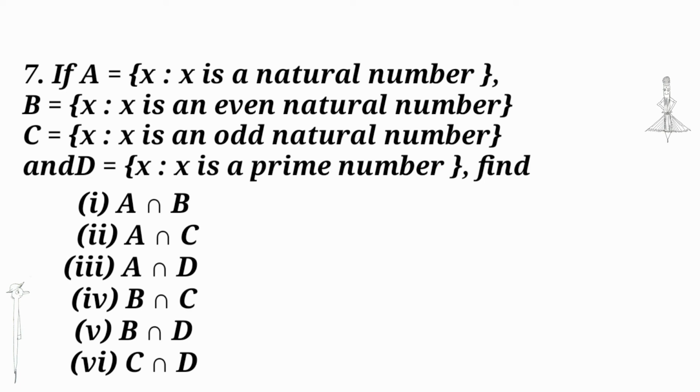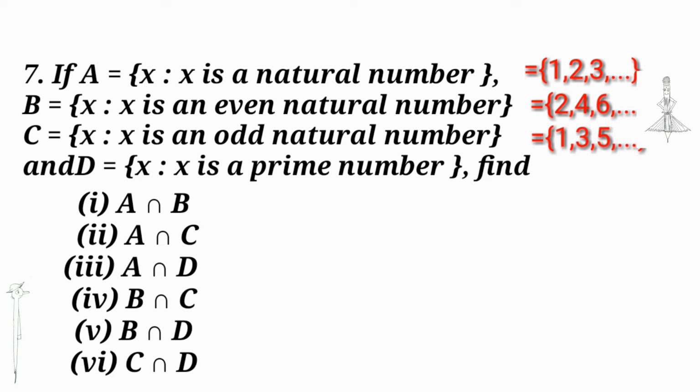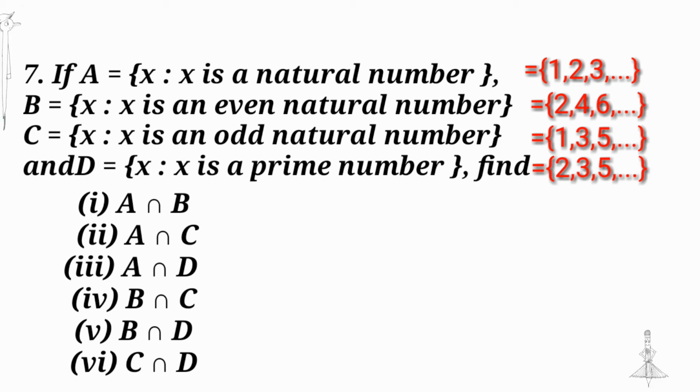If A is equal to {x such that x is a natural number} and B is equal to {x such that x is an even natural number}, C is equal to {x such that x is an odd natural number} and D is equal to {x such that x is a prime number}. Find, first question, A intersection B.